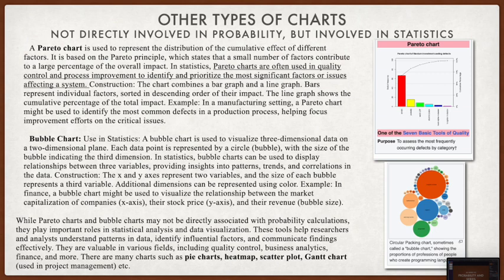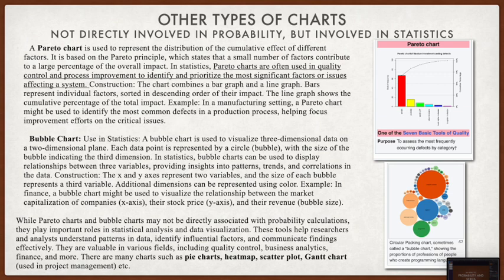The line graph shows the cumulative percentage of the total effect. Cumulative means addition. After red, if yellow is added on top of red, the dot represents that yellow value, and like that the line goes. The line graph shows the cumulative percentage of the total impact. So we might be able to identify the most common defects in a production process, helping focus process improvement efforts on the critical issues.